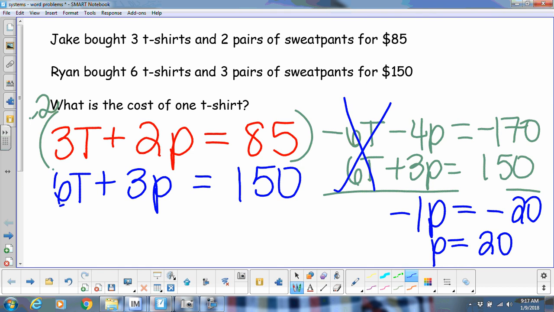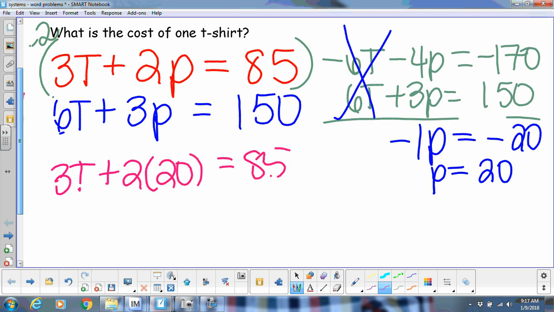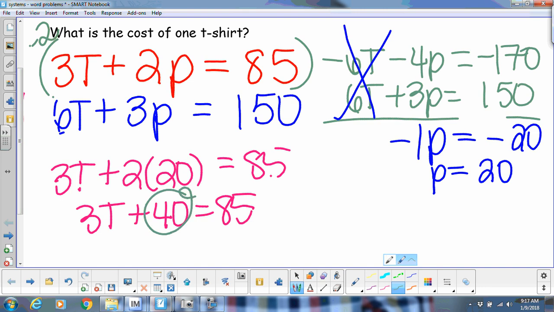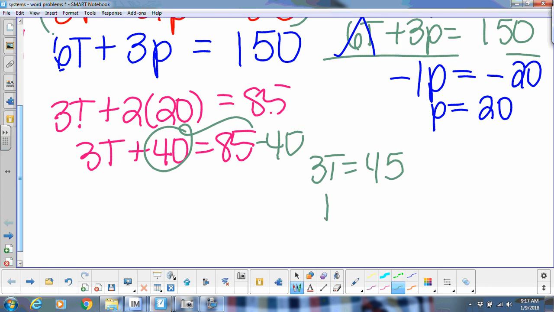We still have to do the same thing we've been doing. Plug it back in. So 3t plus 2 times 20 is going to equal 85. Subtract my 40. So 3t equals 45. So how much does one t-shirt equal? A t-shirt is $15.